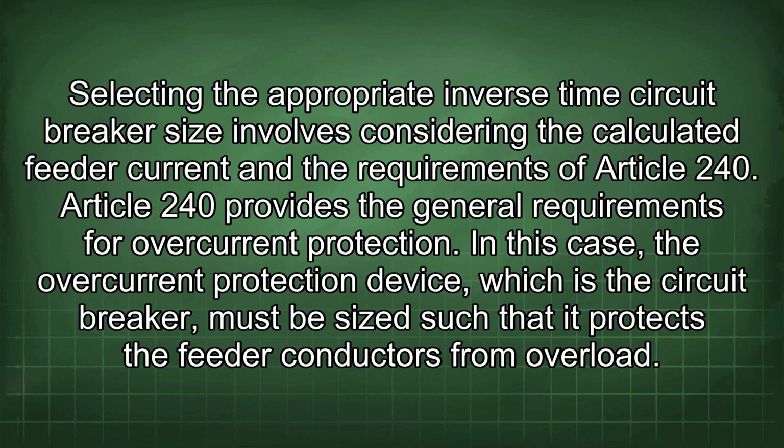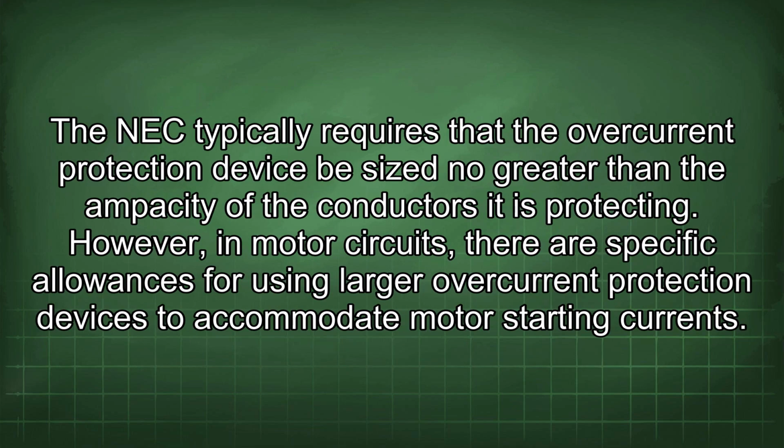handling. Selecting the appropriate inverse time circuit breaker size involves considering the calculated feeder current and the requirements of Article 240. Article 240 provides the general requirements for overcurrent protection. In this case, the overcurrent protection device, which is the circuit breaker, must be sized such that it protects the feeder conductors from overload. The NEC typically requires that the overcurrent protection device be sized no greater than the ampacity of the conductors it is protecting. However, in motor circuits, there are specific allowances for using larger overcurrent protection devices to accommodate motor starting currents.